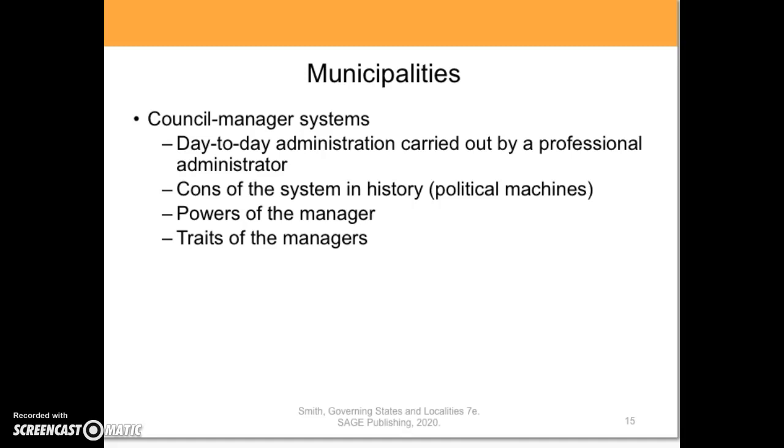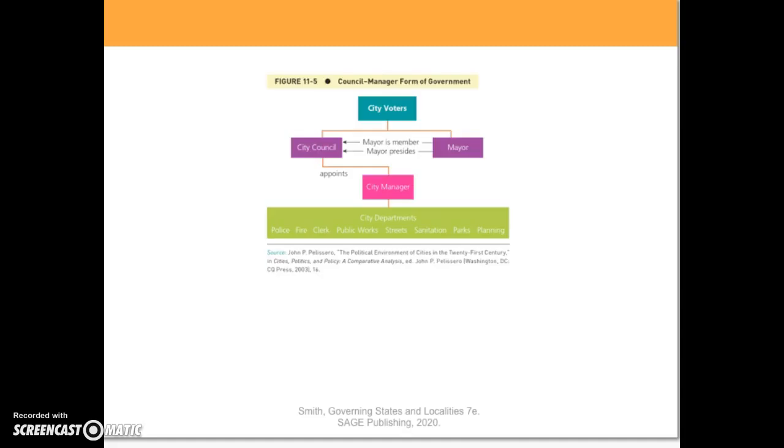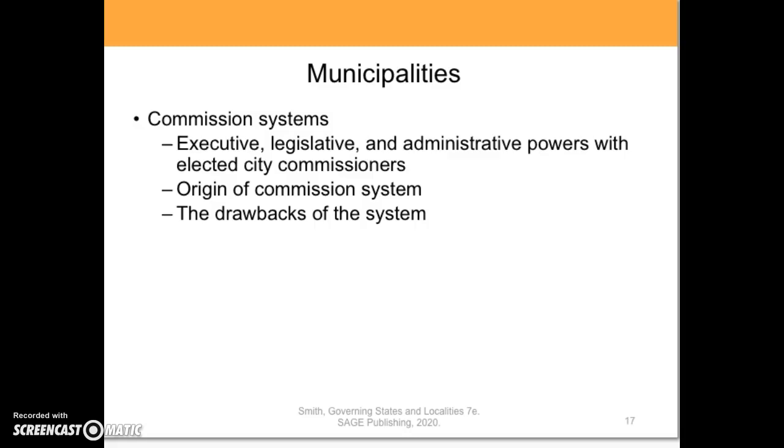You have to be able to balance several things, as compared to a strong mayor, for example, who may have little to no extensive training or experience in running city government or making sound administrative decisions. All right. I'm not saying all. I'm just saying that could potentially be a con. All right. Again, here's the municipal manager, or city manager, or council-manager form of government.